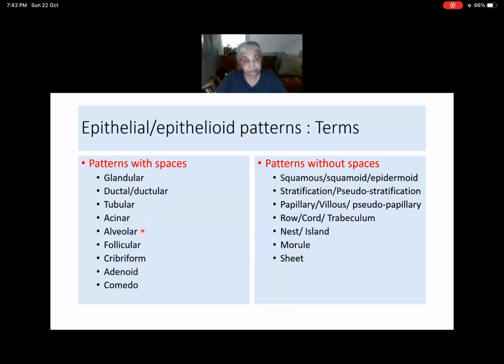On the other hand, look at the patterns with spaces. It can be glandular, it can be ductular, it can be tubular, there is acinar, there is alveolar, follicular, cribriform, adenoid, and comedo. Look at the number of patterns that you get. And yet, we do not use words the way that they should be used. You see an epithelial structure and you see a space, everything is called a gland. No, it's not. Everything is not a gland.